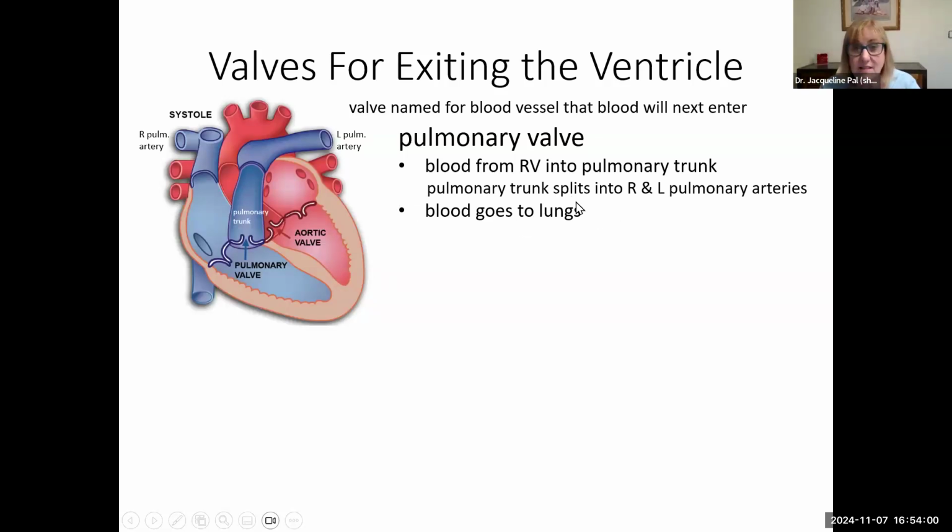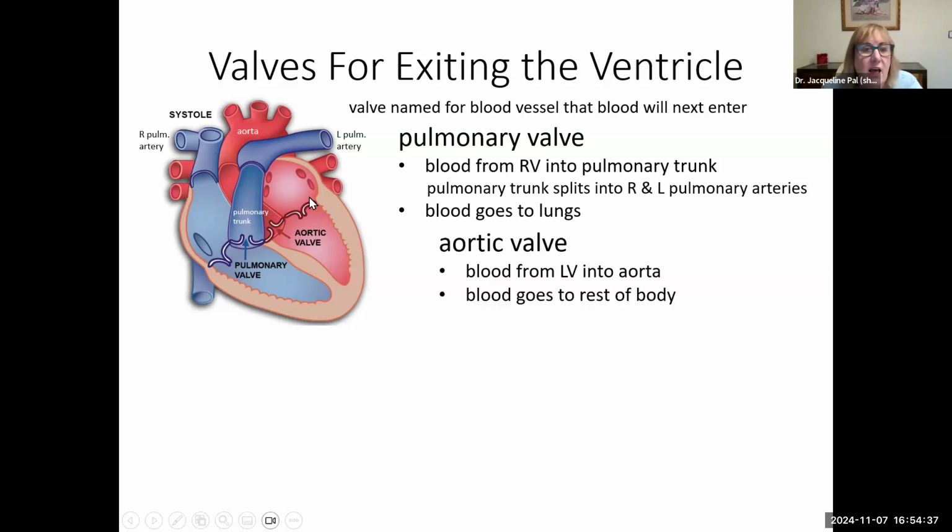Why is it going to the lungs? To pick up oxygen. That's why I'm showing it in blue, because this is deoxygenated blood going to the lungs, but it's arterial blood. So remember way back when, I said arteries are not all red. There's a perfect example. All right. So these are arteries going to the lungs to pick up oxygen.